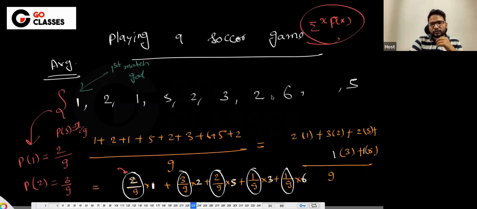Sudeep, what do you think? What is the difference? See, we took the average, and now I just concluded that this was not the average. This was actually the expectation.